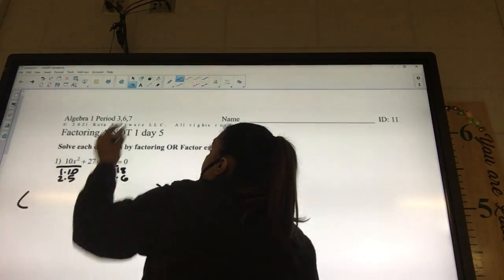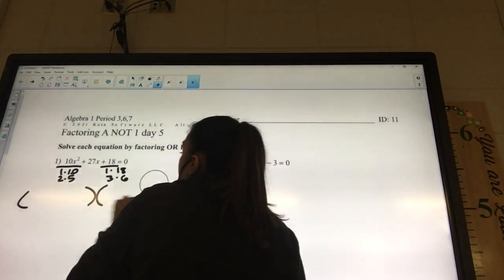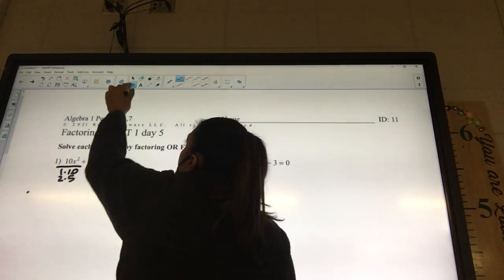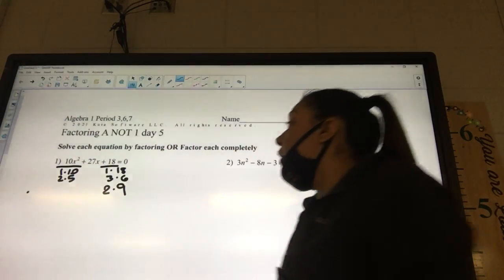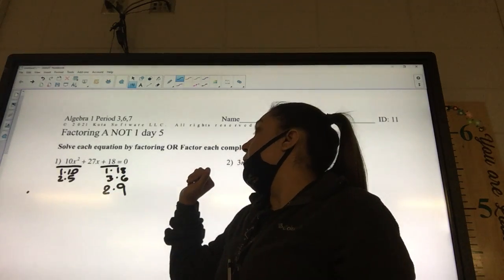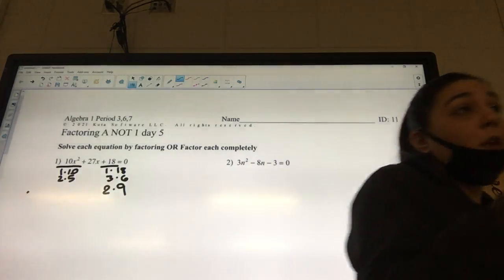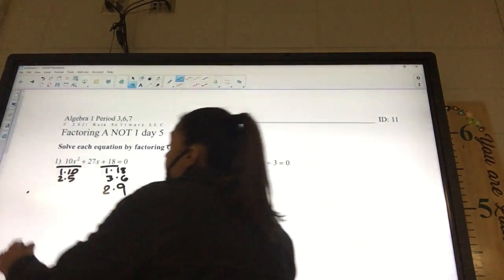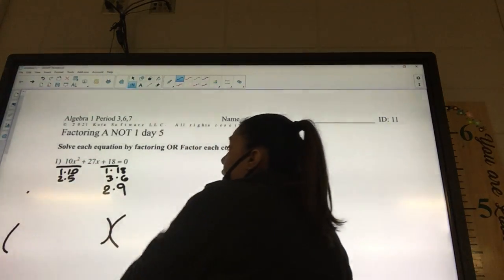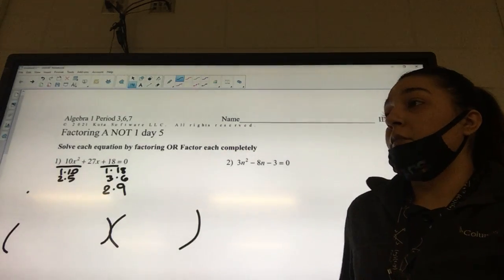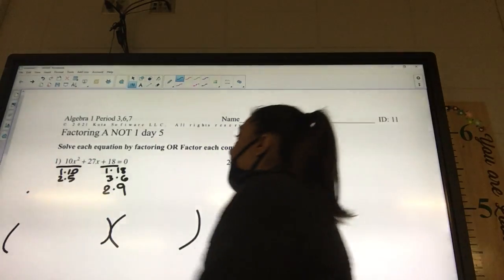3 and 6. 2 and 9. Okay, so in all reality, there are 1, 2, 3, 4, 5, 6, 12 options that you could run through. It's just a matter of trial and error to see what you can find. So what do you want to try? 1 and 10 first, or 2 and 5? 2 and 5.